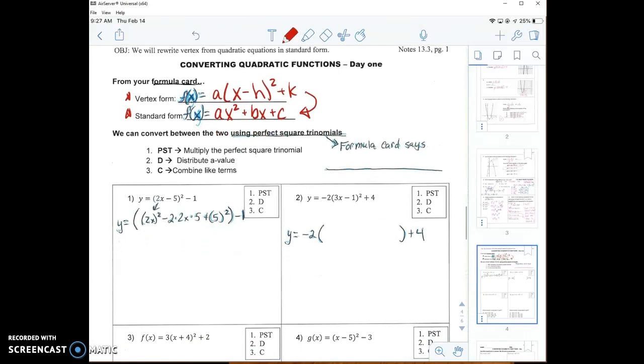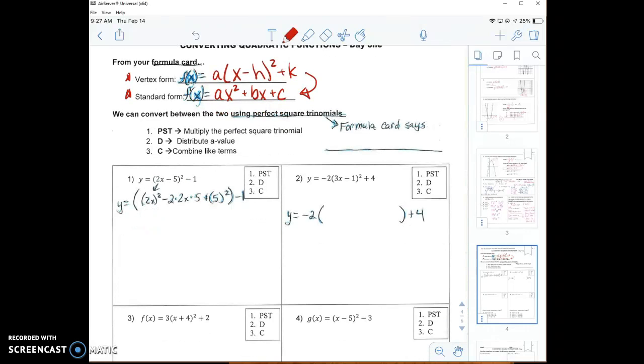Take a look at number 1. I have 2x minus 5 squared minus 1. I'm going to start by multiplying 2x minus 5 times 2x minus 5. I know that squared means I write it twice. I could use my box to multiply this. 2x minus 5 across the top and down the side.